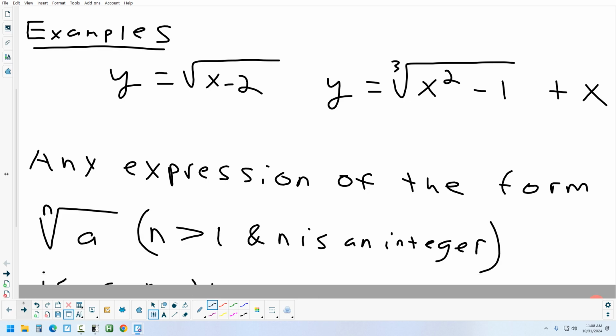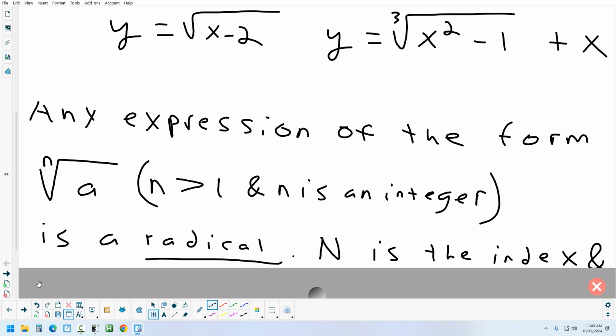Anytime that you write something that has a root symbol and then you put something underneath it, that is called a radical. This whole thing that I just circled is a radical. That radical has different parts to it. This number on the outside of the radical is called an index. That index has to be a number bigger than 1, and it's always an integer. The index tells you the kind of root that you're working with, whether it's a square root, cube root, whatever.